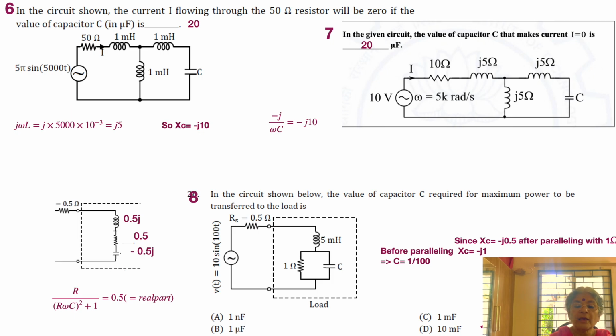So perhaps the question is also the same: in the given circuit, find the value of capacitance C that makes current I equal to 0.